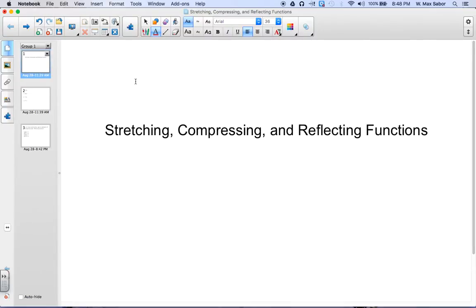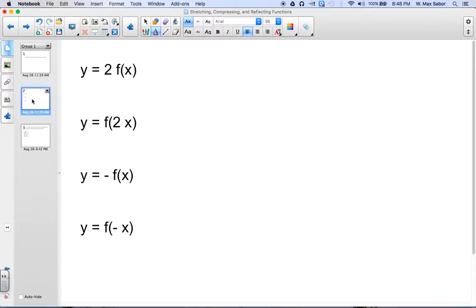Today we're going to talk about stretching, compressing, and reflecting functions. This is continuing the transformations from before. Before we talked about translation, and those were when we added or subtracted, and it did different things when we did them inside the function versus outside the function. The same thing is true with stretching, compressing, and reflecting functions, except now it's going to be with multiplication.